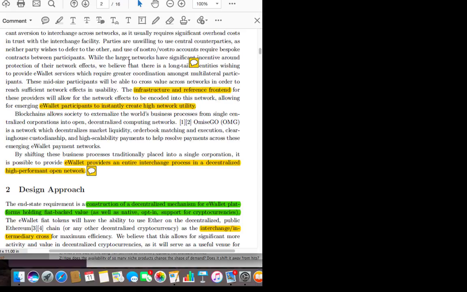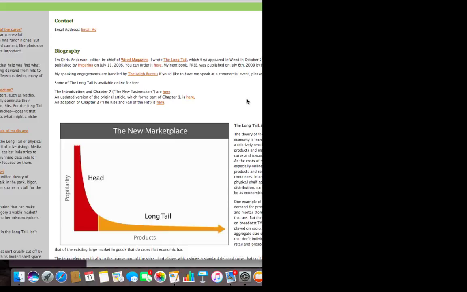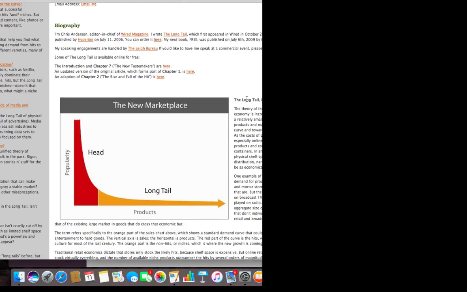What is this whole long tail discussion, guys? You might be interested in learning about that, because I'm always about introducing topics for you guys to incorporate into your lexicon for not only this project of Omisego, but other projects as well.